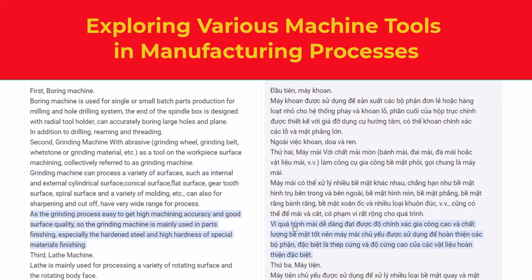As the grinding process easily gets high machining accuracy and good surface quality, the grinding machine is mainly used in parts finishing, especially the finishing of hardened steel and special materials of high hardness.